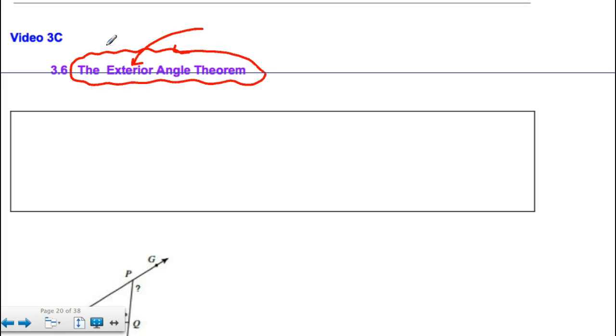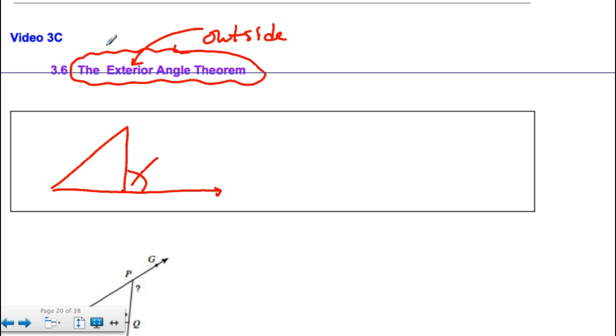This one's the exterior angle theorem. Exterior, outside, angle of a triangle. Again, this whole chapter or unit is on triangles. So what this one says is, if I make a triangle, go ahead and make one. This right here is called an exterior angle.